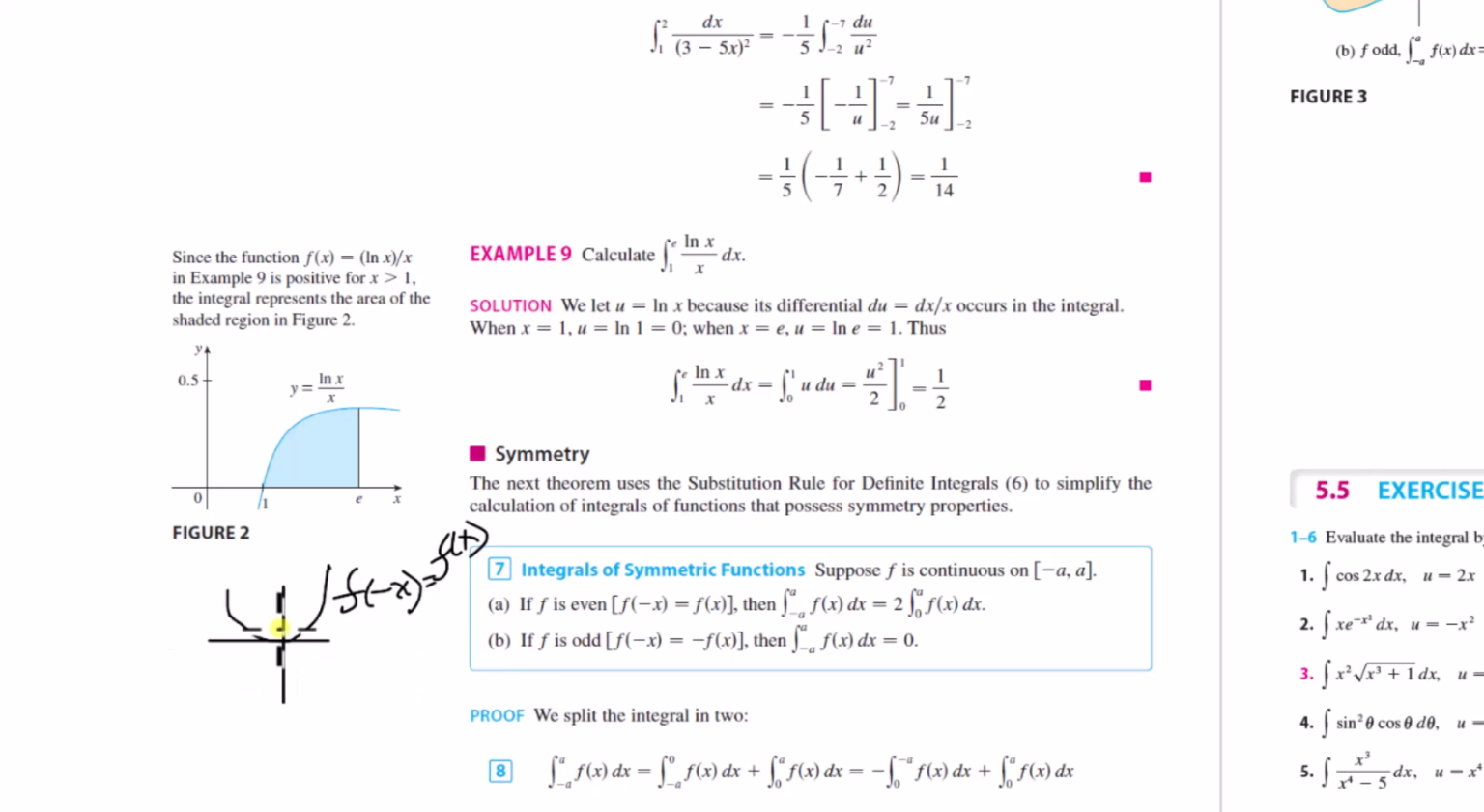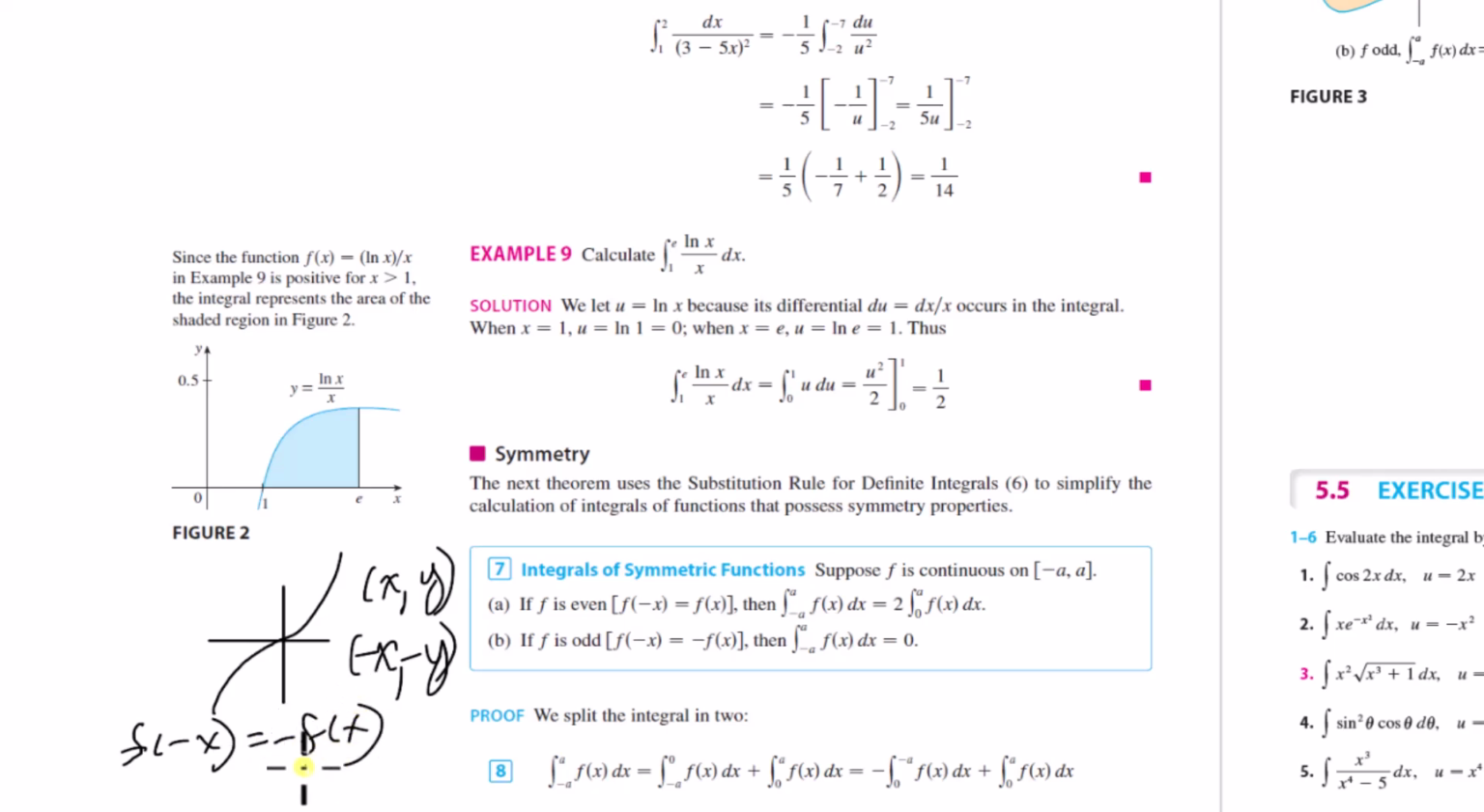Okay, the symmetry about the origin means if you have a point x, y on the graph, and you multiply both the x and the y coordinate by -1, you're back on the graph. You have to do both, not just one. Okay, that's symmetric about the origin. That's what's called an odd function, and you test for an odd function by seeing if f of minus x is equal to minus f of x. Okay, so that's a quick review of symmetry of functions.